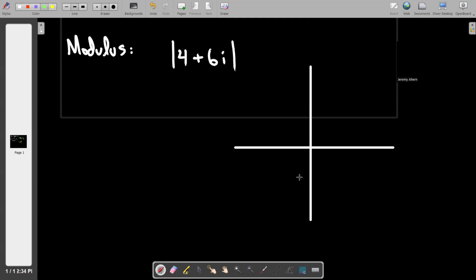Perfectly spoken. We're going to go right 4 and up 6. And so it'll be someplace like up here. So just like anything else, when you plot a complex number, it just looks like a dot. It's like a point. So the modulus is represented by this line segment from here to here.